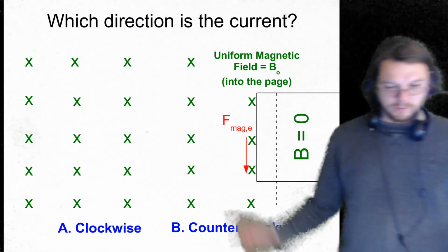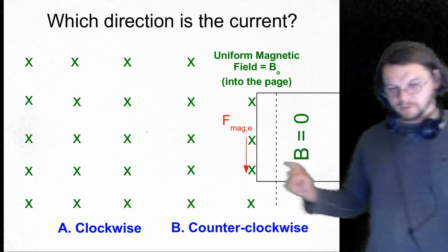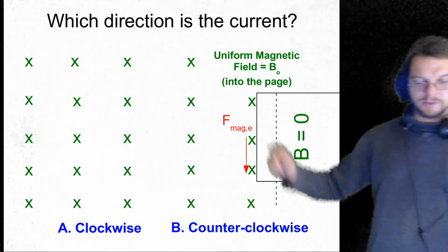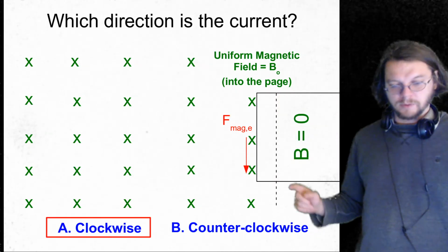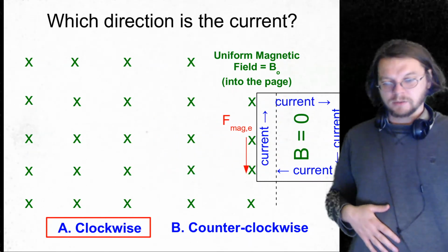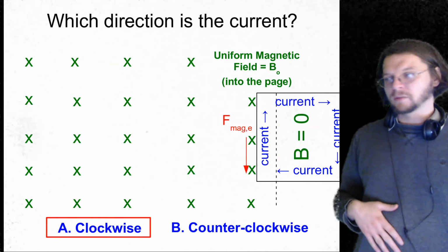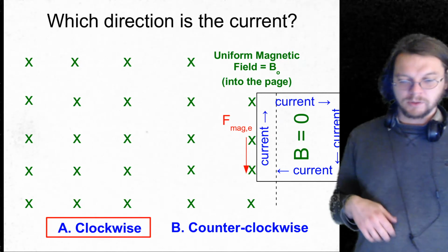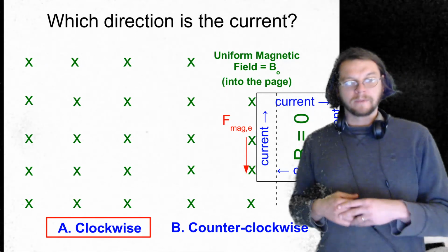Which direction is the current? Well, if the electrons are going counterclockwise, the current would have to be clockwise, right? Yep. Okay. So this is really exciting, because thus far all of the power supplies for the circuits we've been thinking about have been batteries.